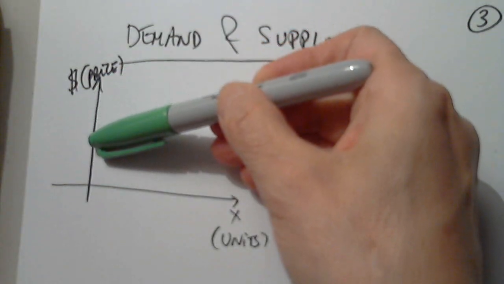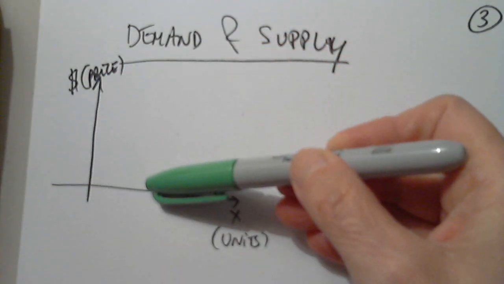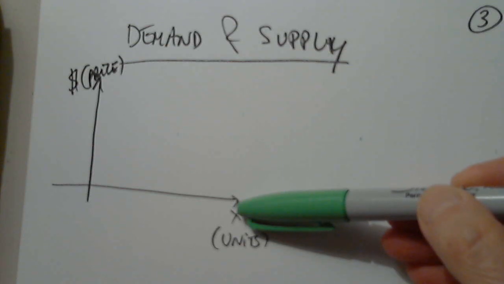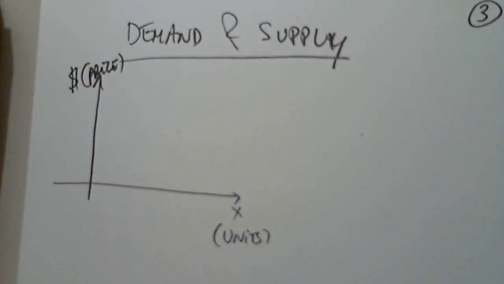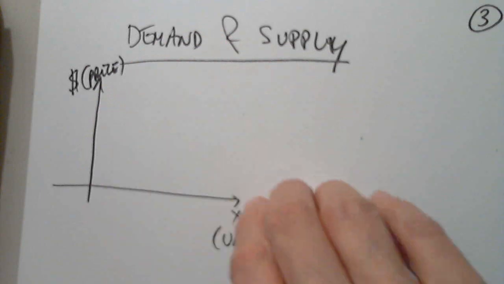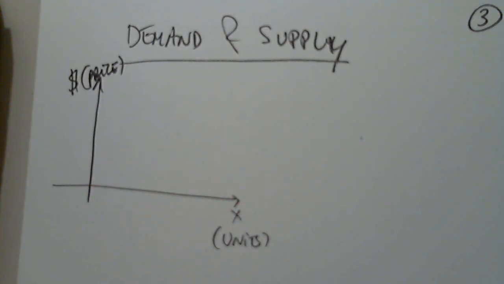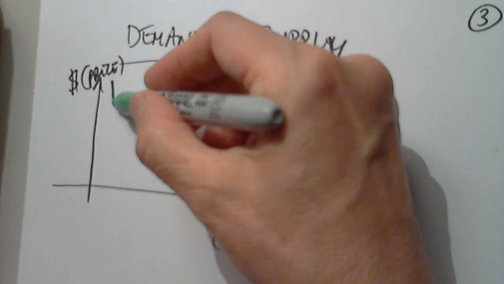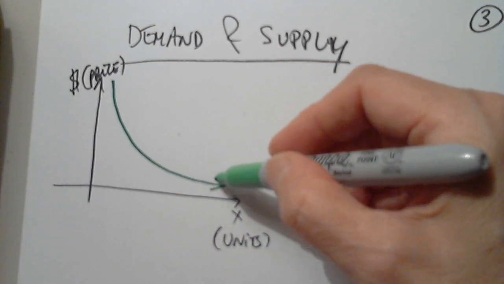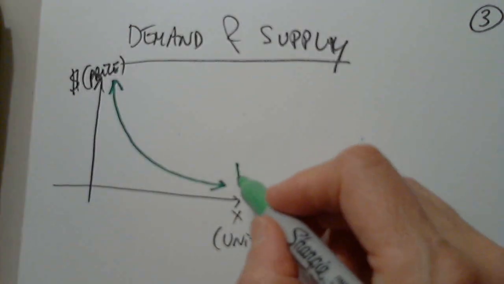When the price is low, we can buy more units. If the price is high, we will buy less units. So the demand function looks something like this. Demand.